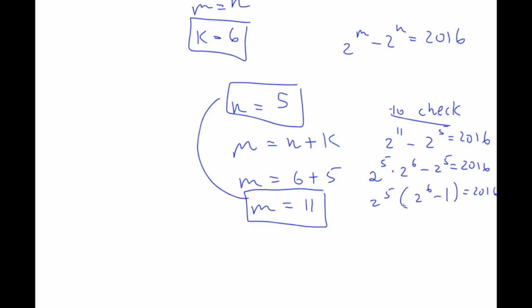Now 2 to the power of 5 is 32. 2 to the power of 6 is 64. 64 minus 1 is 63. And now this is equal to 2016. 32 times 63 is 2016. So we have 2016 is equal to 2016, meaning our values for n and m are right.